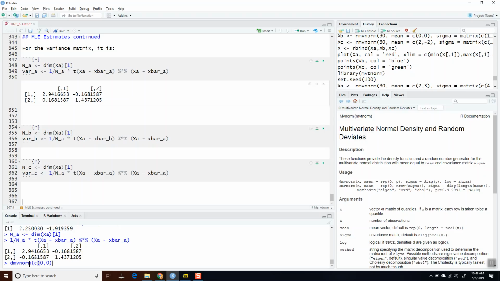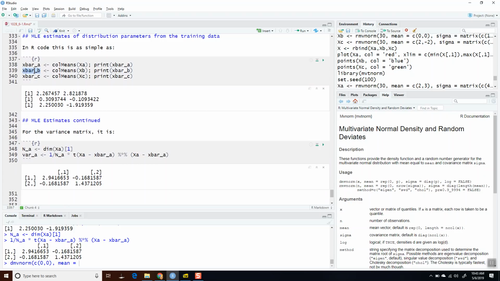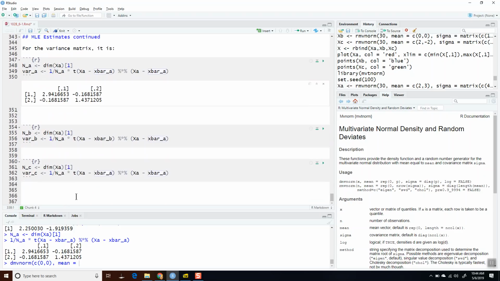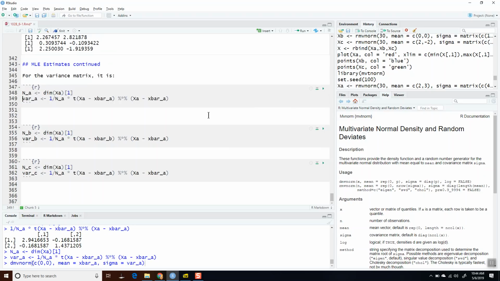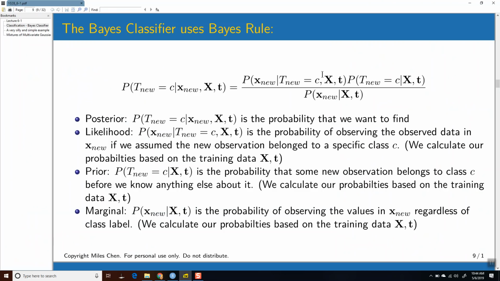In this case it would be like 0, 0 if this is our test case. And then the mean will be the estimate that we've estimated before, which is going to be x bar A, and then the sigma is going to be this variance of A that we've calculated based on our MLE estimates. And then we get some kind of density, right? And that's going to be this part.